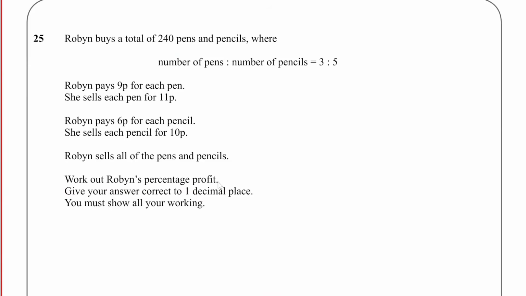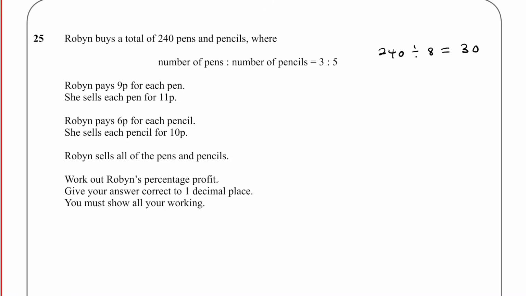Question 25. Robin buys a total of 240 pens and pencils, where the ratio of pens to pencils is 3 to 5. So let's use that. 3 plus 5 is 8. There are 8 parts. 240 divided by 8 is 30. So each part is worth 30.